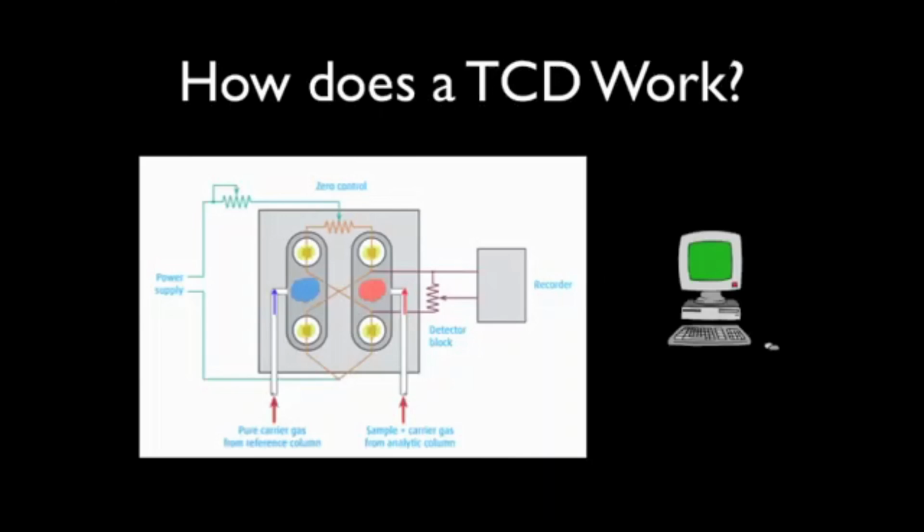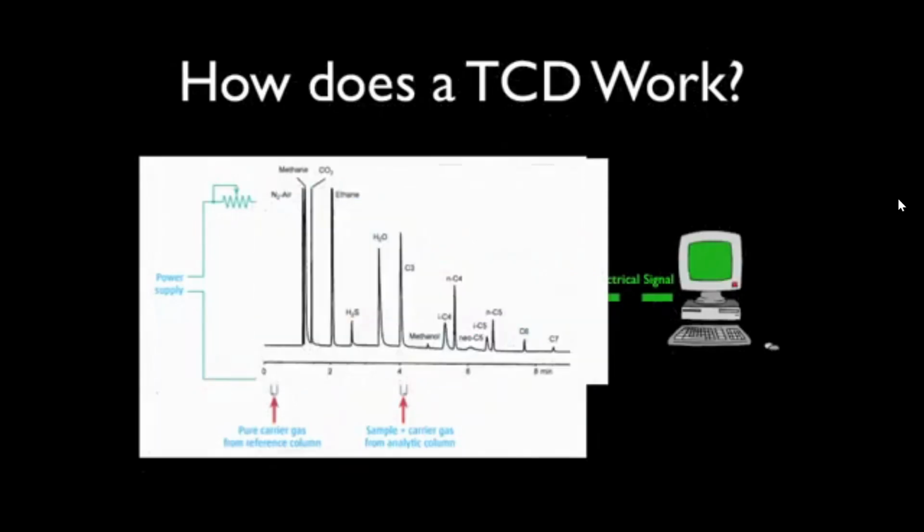This change in temperature will result in a change in resistance from both the reference gas and the sample gas, which produces an electrical signal unique to the compounds being analyzed. This signal is proportional to the concentration of the sample components, providing a direct means of measuring component concentrations in a particular sample. And from this, you receive a chromatogram that represents the components found in the sample analyzed.